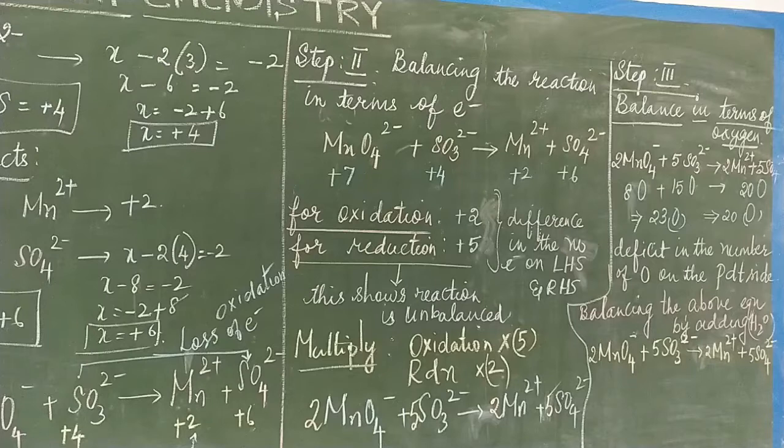There is a 3 oxygen deficit on the product side. So I am going to add how many molecules of oxygen? 3. And water, 3 molecules of water I add.